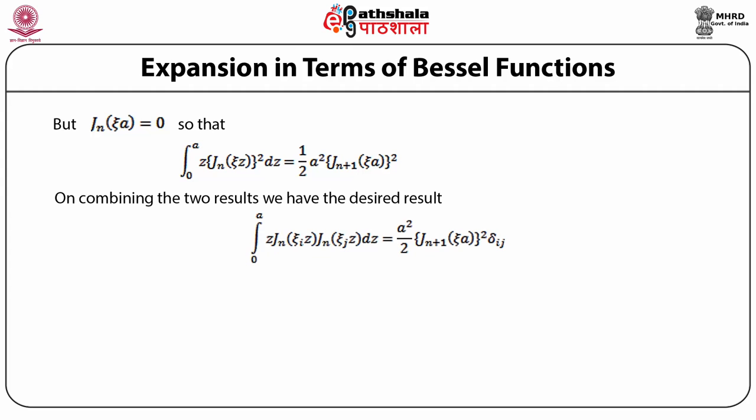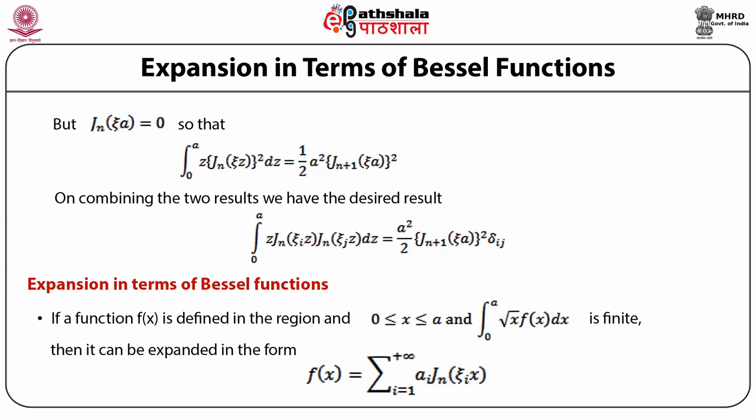On combining the two results, we have the desired result given by the integral from 0 to a of z into Jn of ξi z into Jn of ξj z dz is equal to a square by 2 within the brackets Jn plus 1 of ξi a, brackets close, square into delta ij. Next, we need to understand the expansion of a function in terms of Bessel functions.